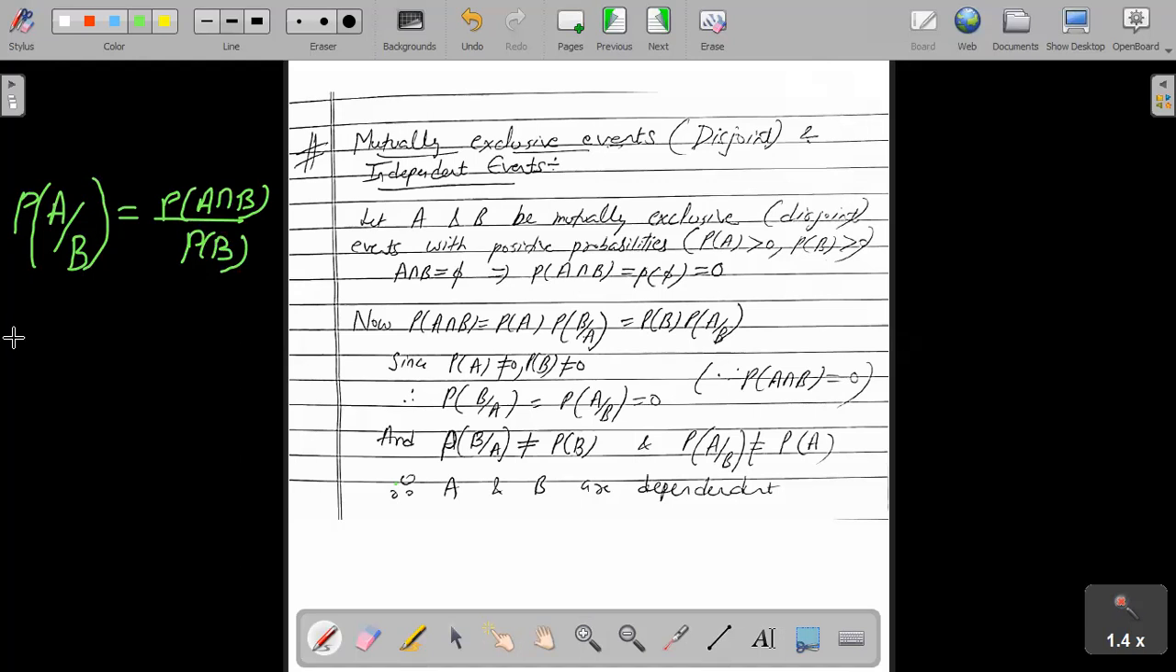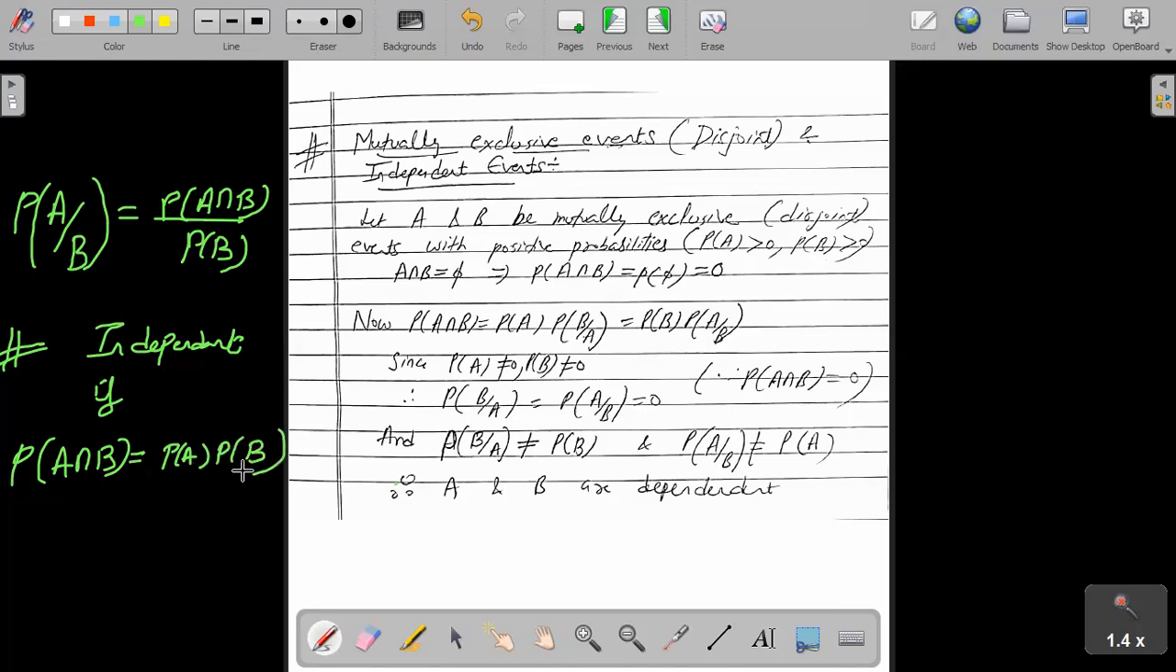Then again we have seen that two events will be independent if, and I'm not saying if and only if, probability of A intersection B is the same as probability of A into probability of B. Right? So, okay. So if you see, there is one more thing which I want to discuss in this topic now, that is mutually exclusive events.